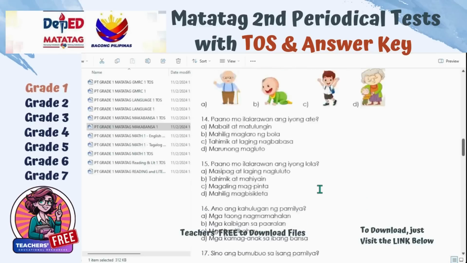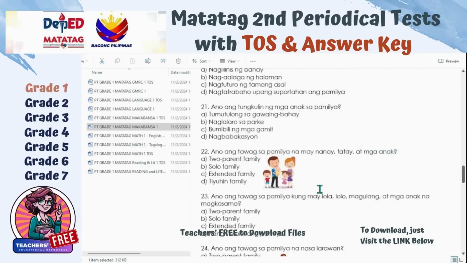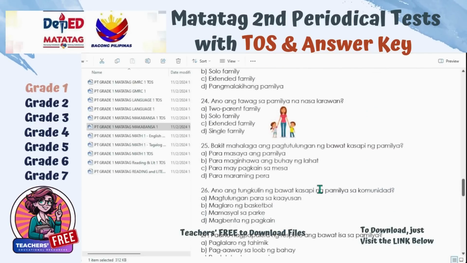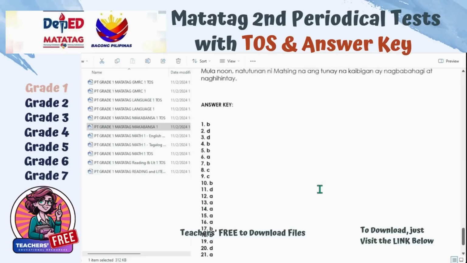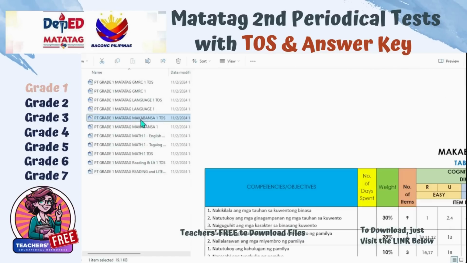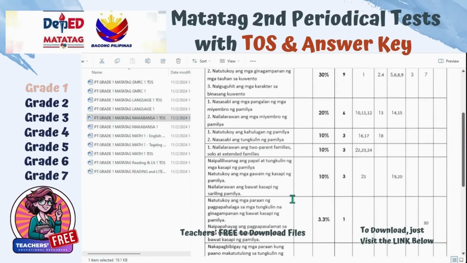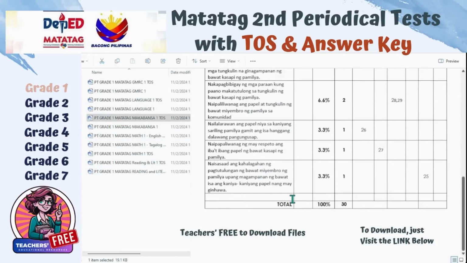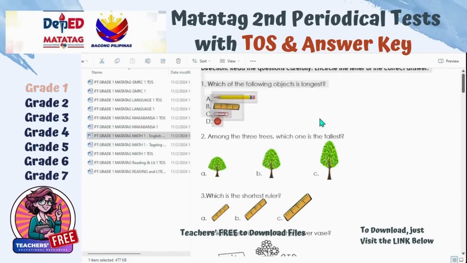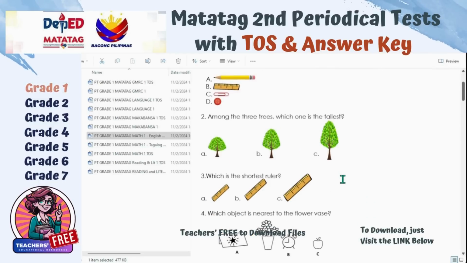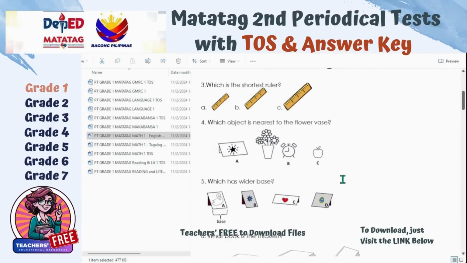We also have the Makabansa 1 periodical test, which aims to: first, you need to identify and draw the characters in the story and their roles. Second, name and describe the members of your family and their responsibilities. We will also discuss the different types of families and how each member helps within the family. Lastly, you will describe your role in the family and explain the importance of working together.